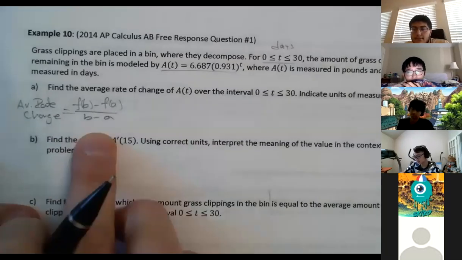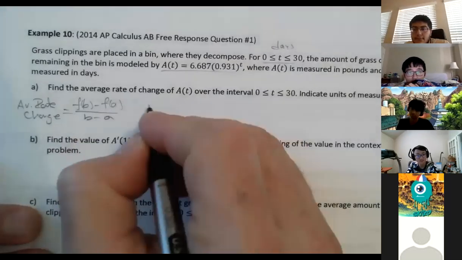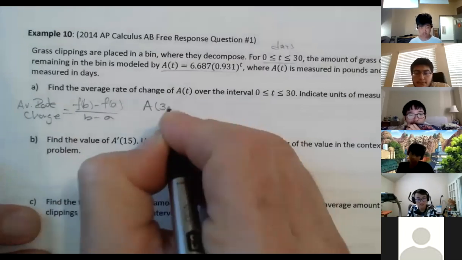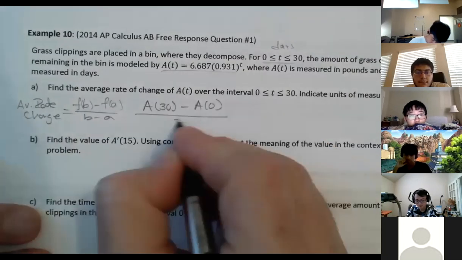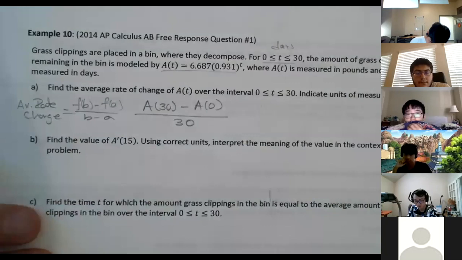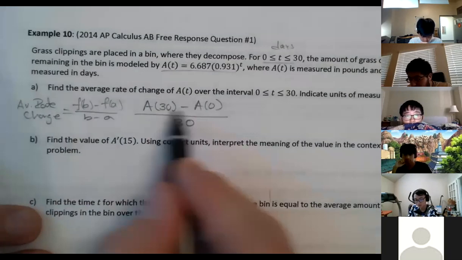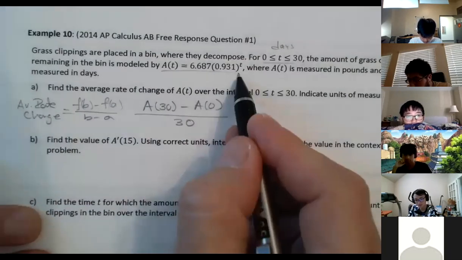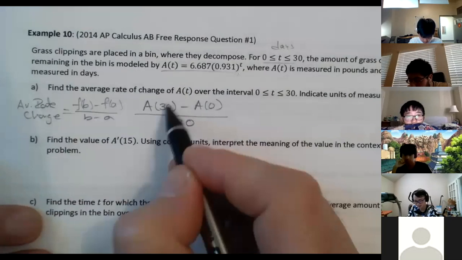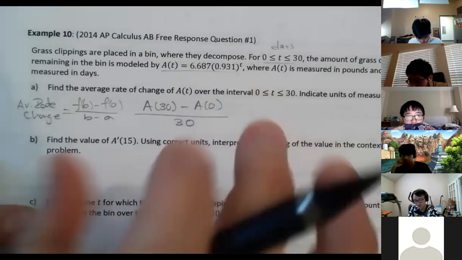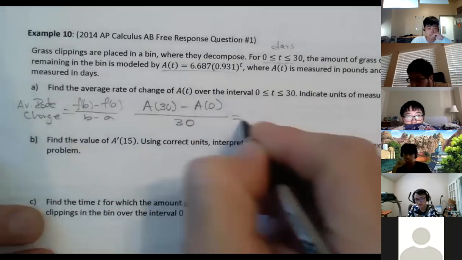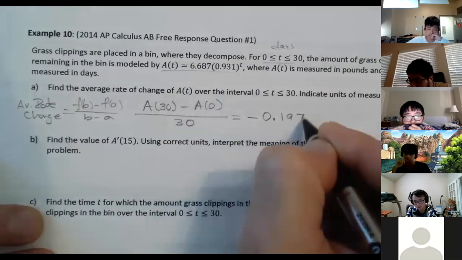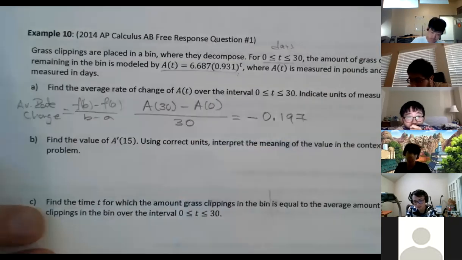All right, so look. For us in this case, it will be A of 30 minus A of 0 over 30, right? Because A is the function. You can put that on the calculator. By the way, this is a calculator problem. You plug in 30 into this function, you plug in 0 into this function. If you do this part correctly with your calculator, you should get that this equals negative 0.197.